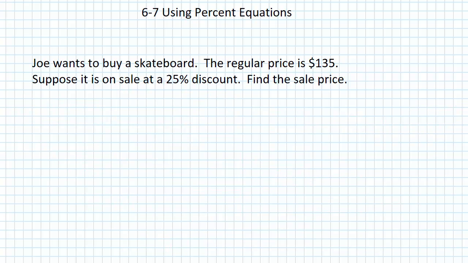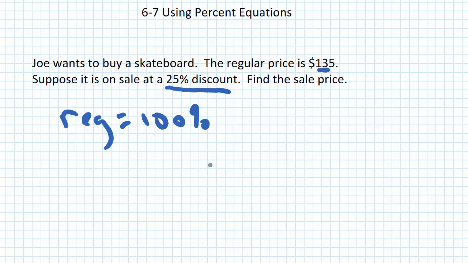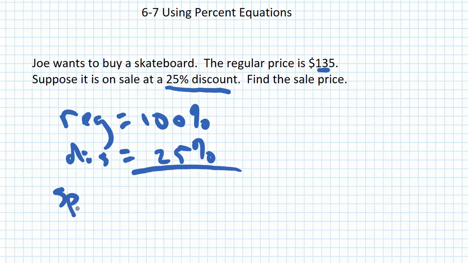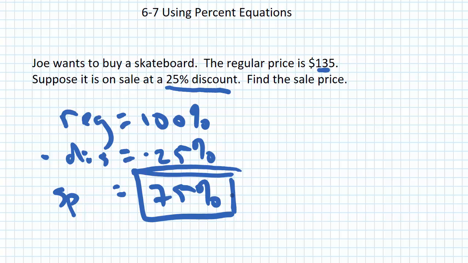Let's investigate another way. Some of you may have figured this out already. If the regular price is $135 and the discount is 25%, what is the percentage amount that this will cost? Okay, so if regular price is equal to 100% of the price and the discount in this particular case is 25%, and the sales price is regular minus the discount, the sales price, what you have to pay, if it's 25% off, you have to pay 75% of the regular price.